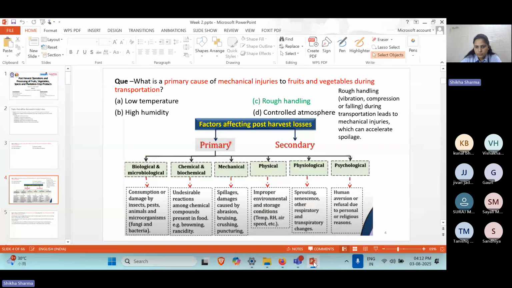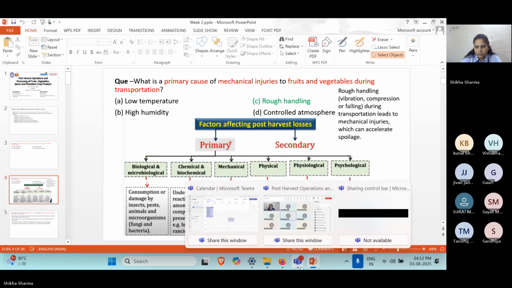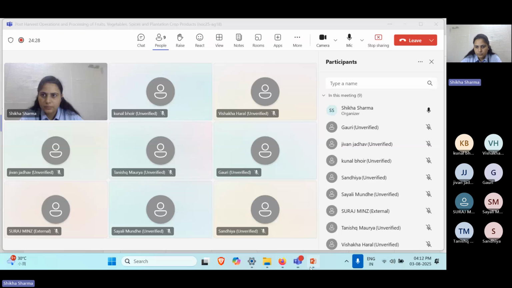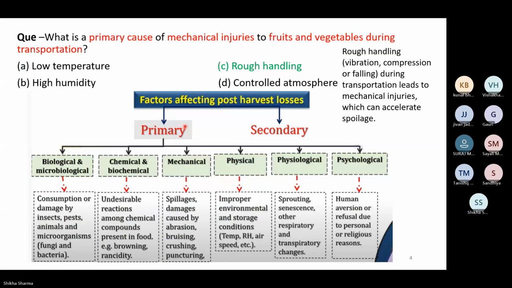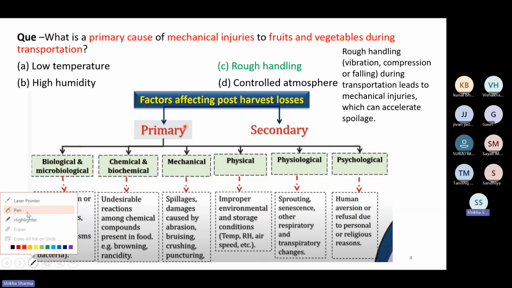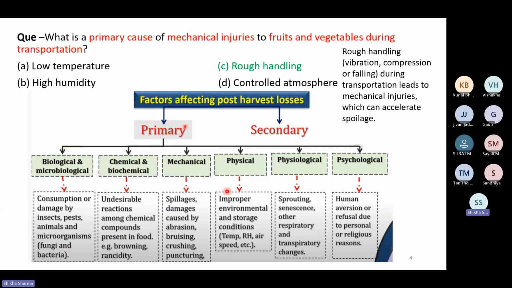Hello, everyone. Is the screen visible now? Yes. Okay. So is question 1 clear now? Yes, ma'am, we already discussed. Okay. So let's move to question number 2.